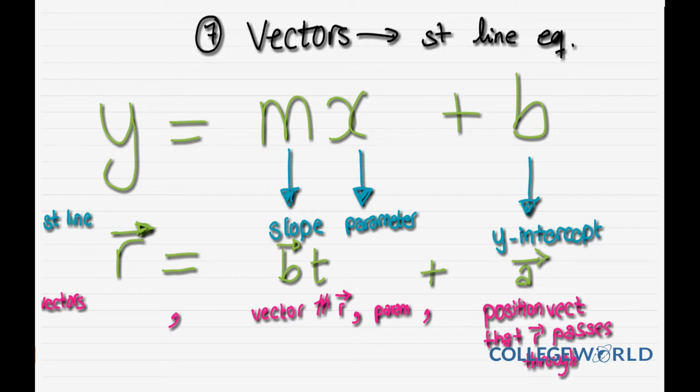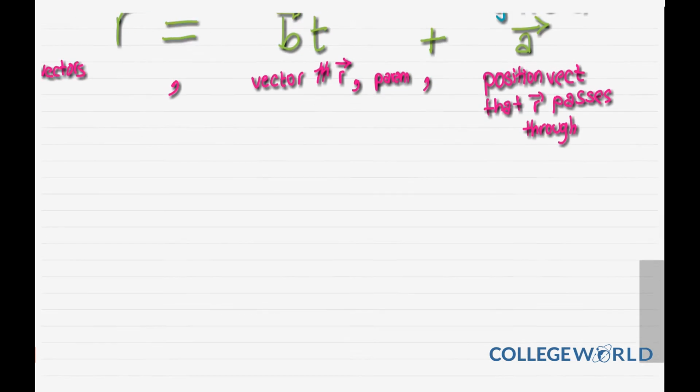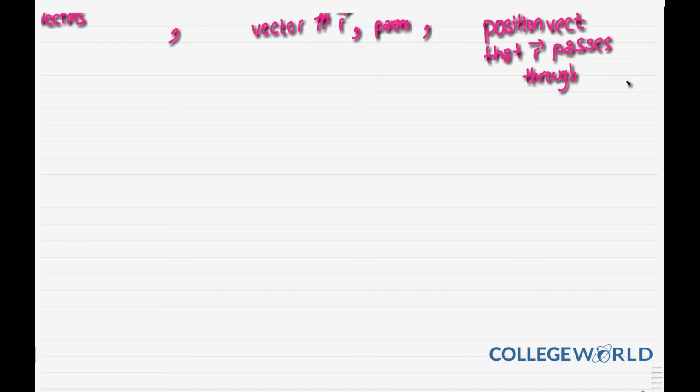Now this might sound confusing, but as I said, when you learned about straight line equations, all you had to know is that y equals mx plus b, where m is the slope and b is the intercept. Now all you need to know for vectors is that r is equal to bt plus a, where b is a vector that is parallel to our vector, and a is going to be a position vector that our line or our vector crosses. Now, in order to make all this a bit clearer, I'm going to give you an example. So here is the example I have for you.